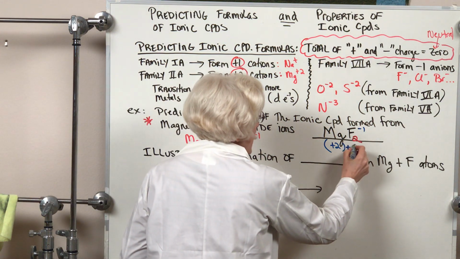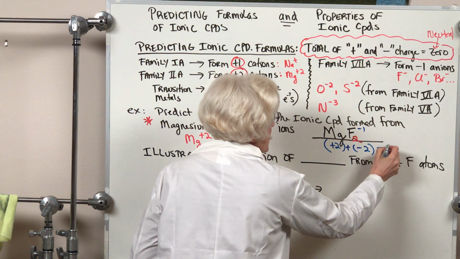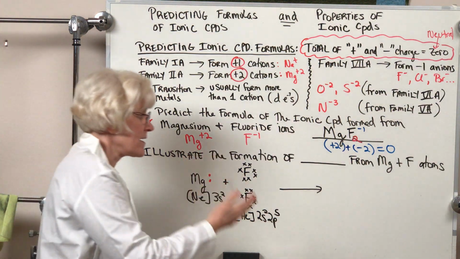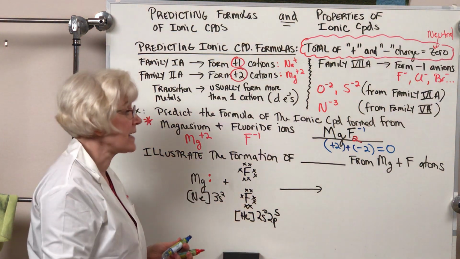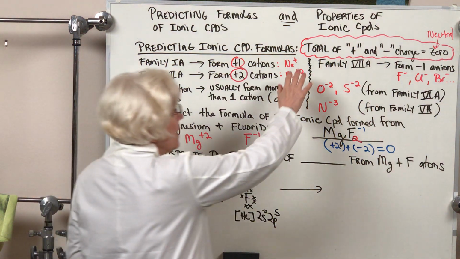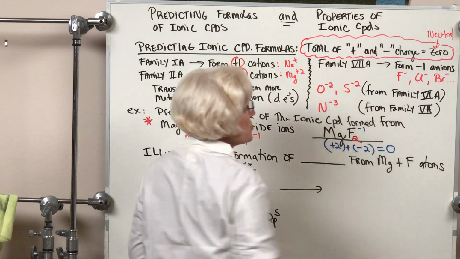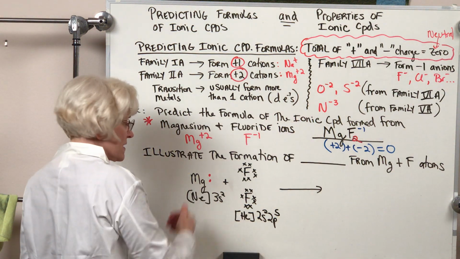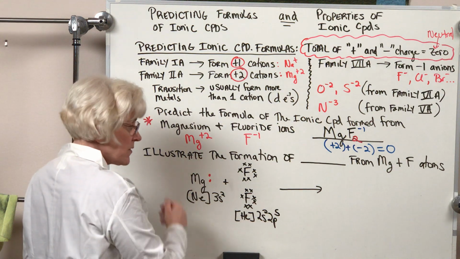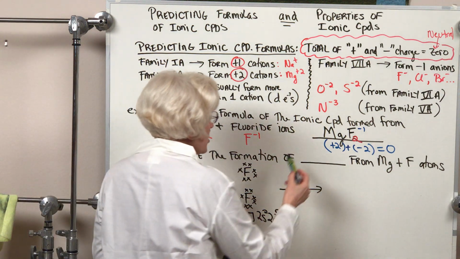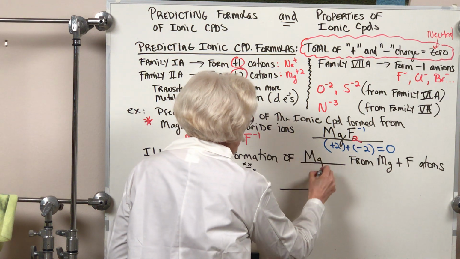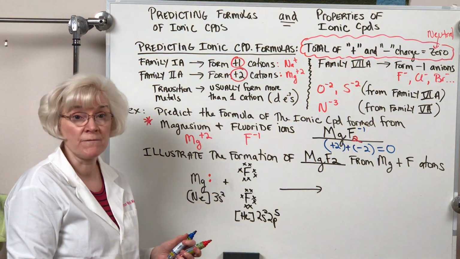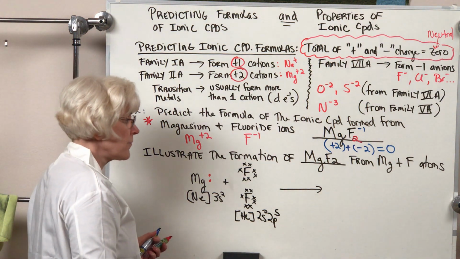So 2 times a -1 is a -2. And the total charge from the positive ion and the negative ions adds up to 0. So again, all positive charge and all negative charge in the formula has to total to 0. So one more time, illustrating, as we did with sodium chloride, the formation of magnesium fluoride. We've predicted that its formula is MgF2, its simplest whole number ratio formula.